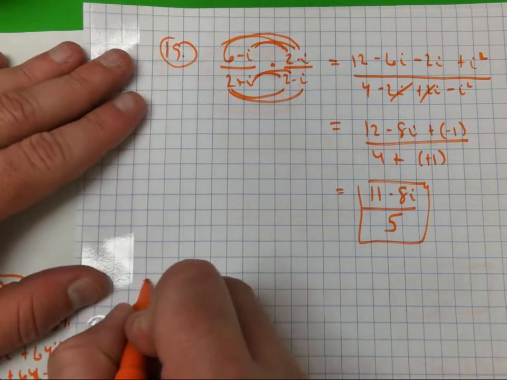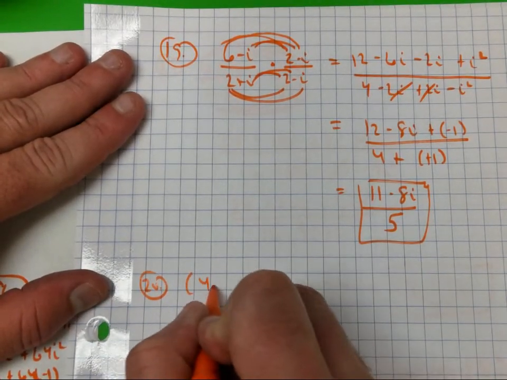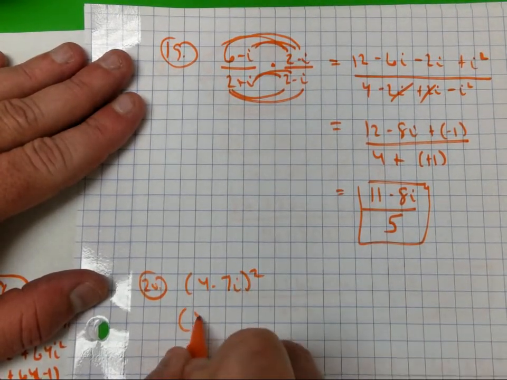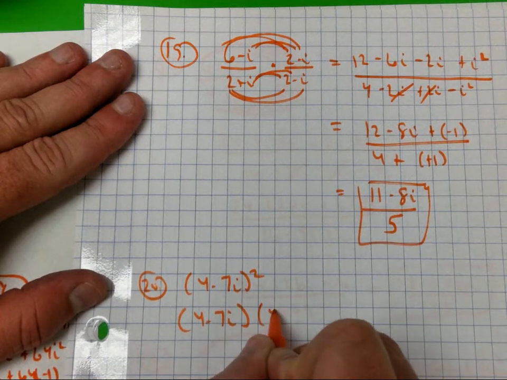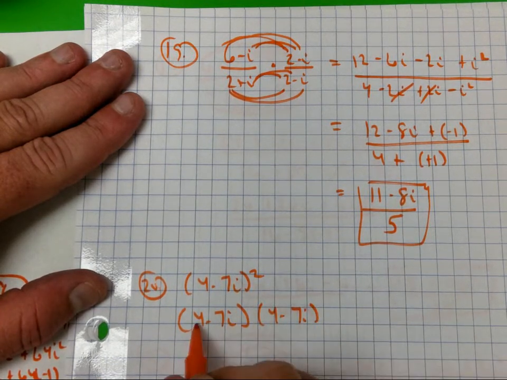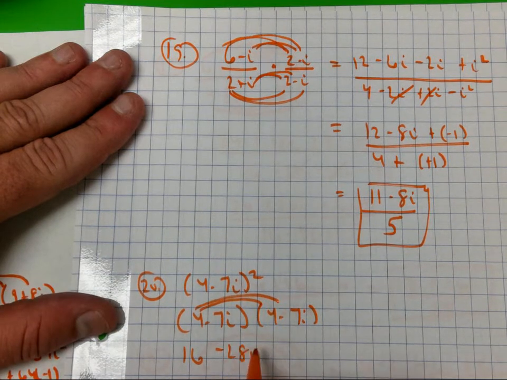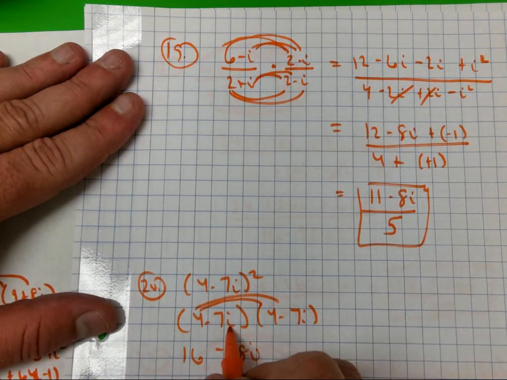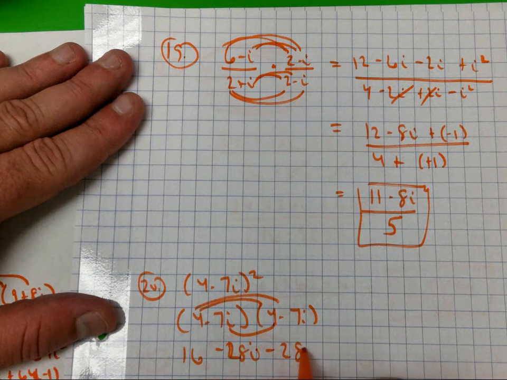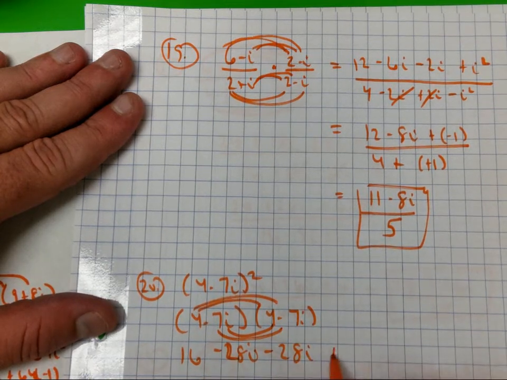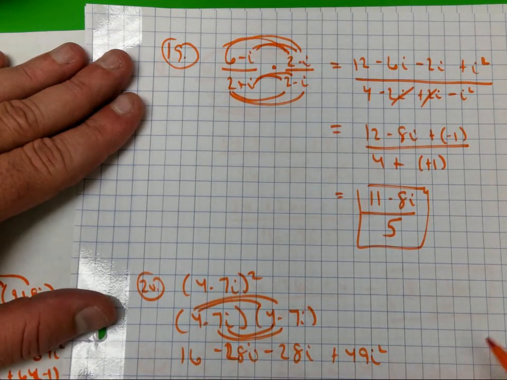And the last one, number 20. 4 minus 7i squared. You need to rewrite that as 4 minus 7i times 4 minus 7i. 4 times 4 is 16. 4 times negative 7i is negative 28i. Negative 7i times 4 is negative 28i. Negative times negative is a positive 49i squared.